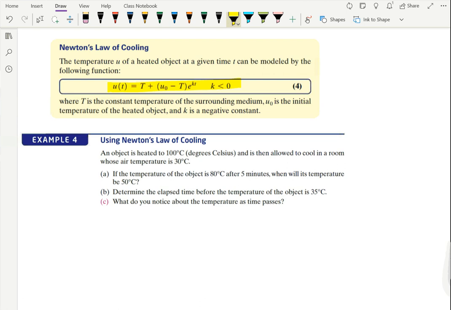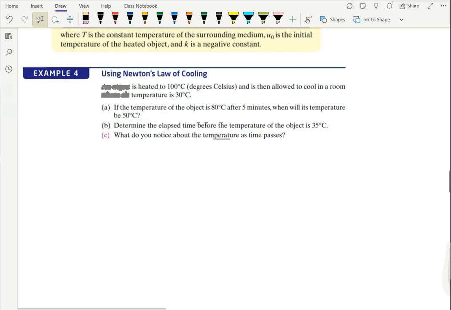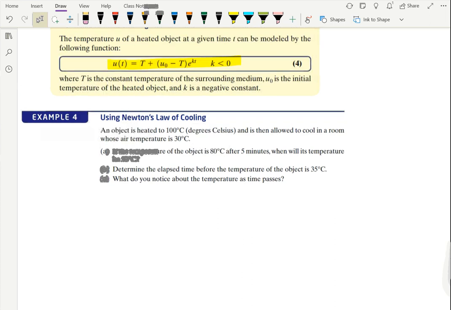So let's see what we have. On our question here, an object is heated to 100 degrees Celsius and is then allowed to cool in a room whose air temperature is 30 degrees. If we go ahead and start writing this out, let's fill this in. U of t equals T. What is T? T is the constant temperature of the surrounding medium. So our air temperature here is 30 degrees. So that's our big T.